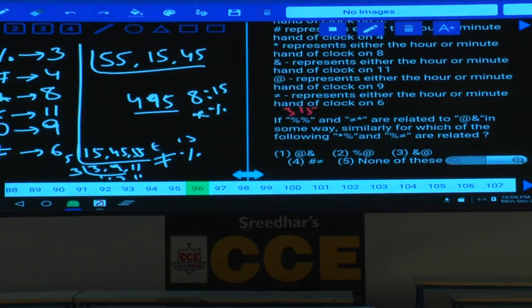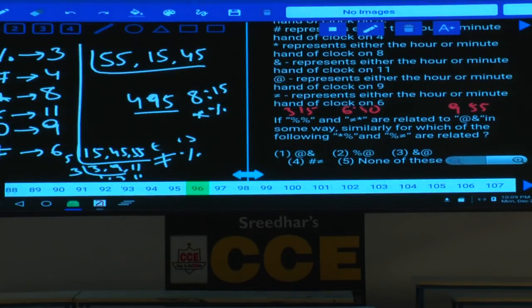Now this is 315 and not equals to star. Not equals to is 6 and star is at what time? 8. That means this is 640. 640 are related to at the rate of and end. At the rate of is at what time? 9. And end stands for what? 11. 11 means 955 in some way.